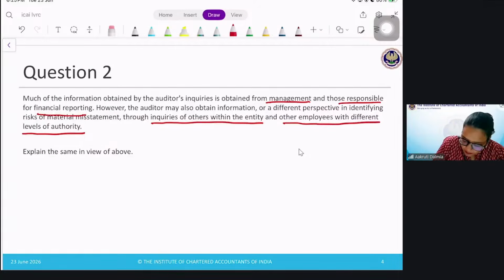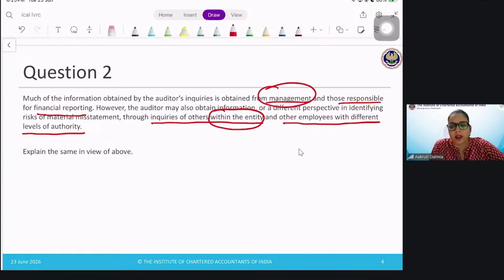Only within the entity other than management. Right? So how do we approach this answer? First think about what all different people and departments can be there in an entity. Think about it that way. So maybe there can be an internal audit department.